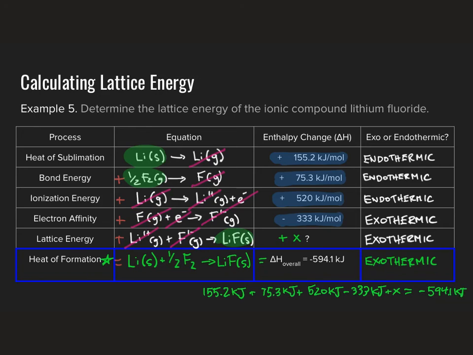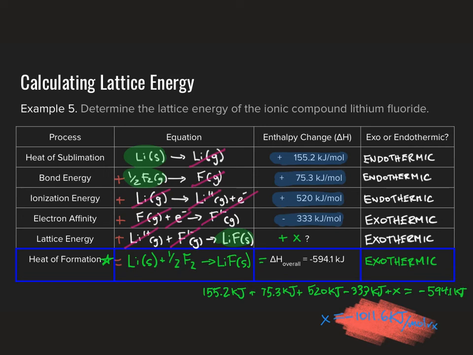And all that remains now is a tiny bit of simple algebra to come up with our final answer, which, solving for the lattice energy, gives me a value of negative 1011.6 kilojoules per mole of reaction.